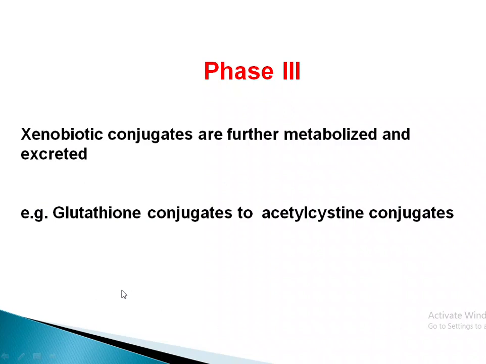There are xenobiotics which, even after going through phase 1 and phase 2 reactions, may not be sufficiently polar to be excreted from the body. So those xenobiotics undergo phase 3 reactions, such as the glutathione conjugates being N-acetylated to form cysteine conjugates, which are easily excreted from the body.